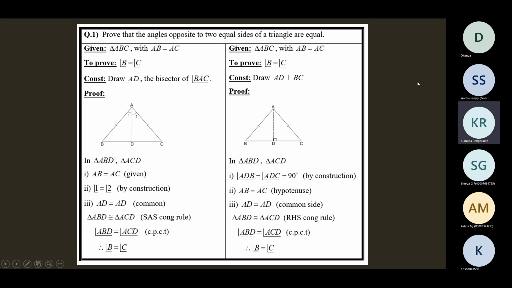Yeah, thank you, children. So now let's see the other one. Here the construction is: draw AD perpendicular to BC.